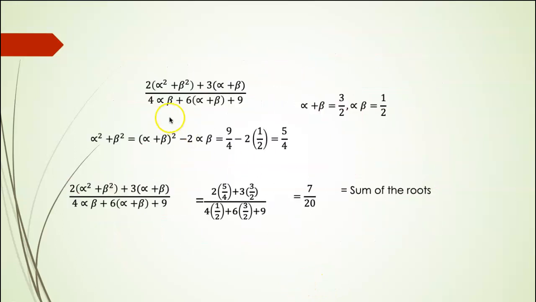Now we need to find alpha squared plus beta squared, that is alpha plus beta the whole squared minus 2 alpha beta. Alpha plus beta is 3 by 2, so alpha plus beta the whole squared is 9 by 4, minus 2 into alpha beta, which is half, so you get 5 by 4. So substituting here you get 2 into 5 by 4 plus 3 into 3 by 2 by 4 into half plus 6 into 3 by 2 plus 9, which is 7 by 20. This is the sum of the roots.